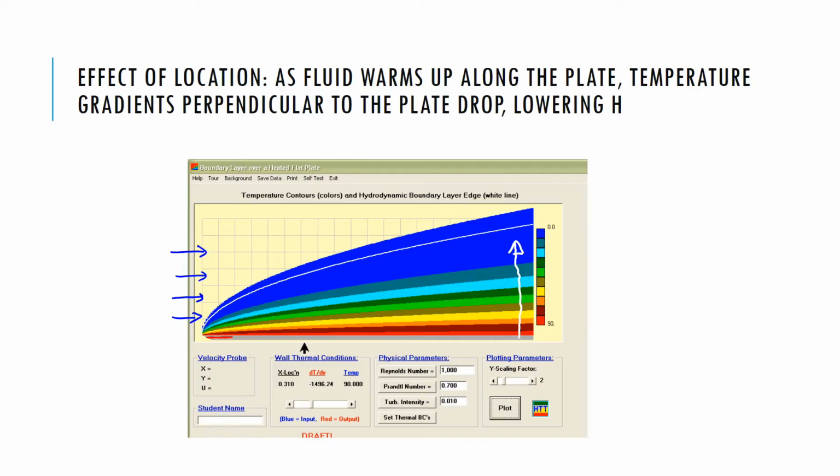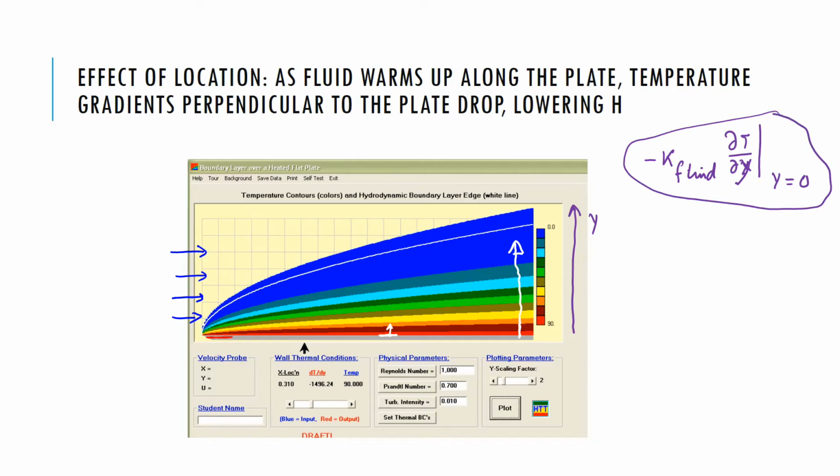Now remember, h has to do with temperature gradient in the fluid. Why? Because the layer touching the surface of the fluid is at rest. So the heat has to first conduct through that layer. So if we write, at the surface, minus k of fluid, thermal conductivity of the fluid, times temperature gradient in the y direction at y equal to 0, or surface, that's what determines the amount of heat that comes out of this surface.